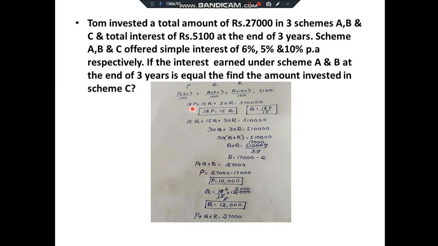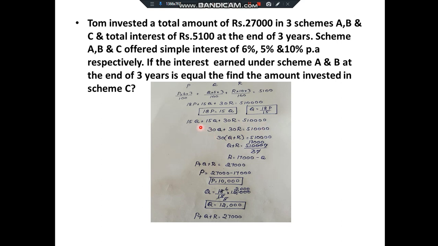Okay, now the condition they have given is interest earned under scheme A and B at the end of 3 years is equal. So 18P is the interest earned by P, which is equal to the interest earned by Q, which is 15Q. Okay, so both are equal they have given. So from that you can get the value of Q. Q is equal to 18 by 15 into P. Okay, so simply in previous equation you can substitute 18P is equal to 15Q. Okay, so 15Q plus 15Q plus 30R is equal to 5100.